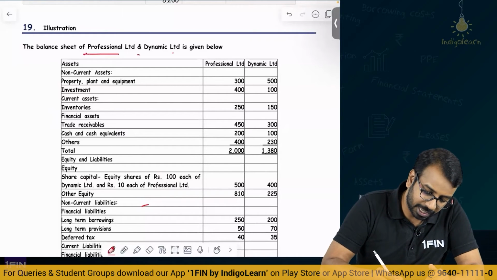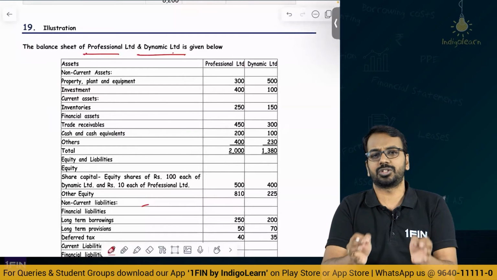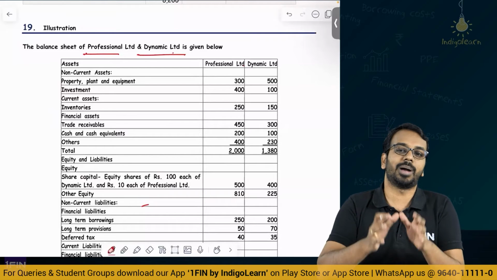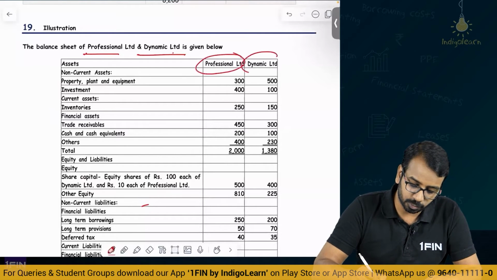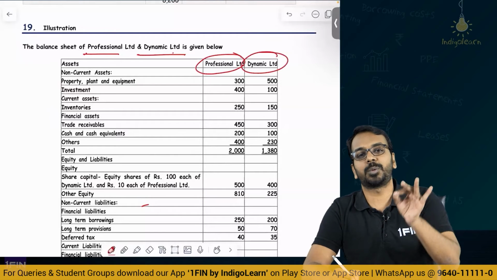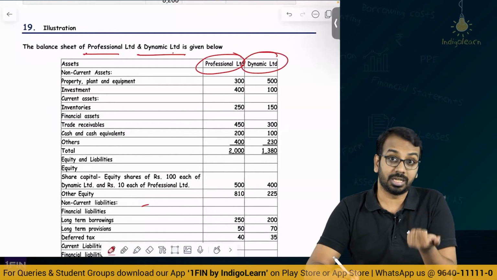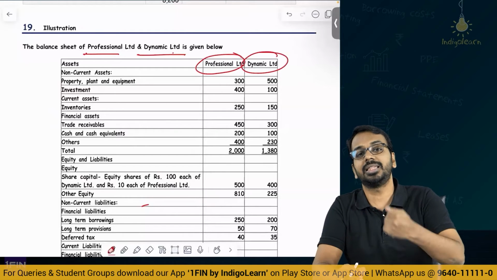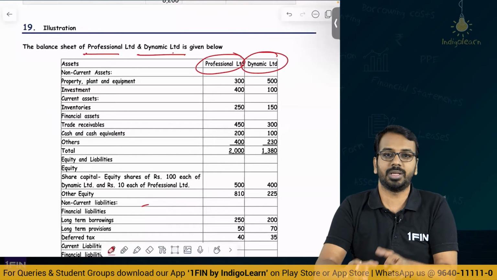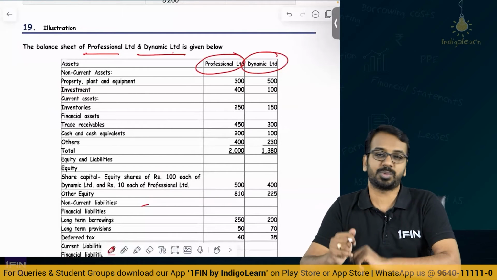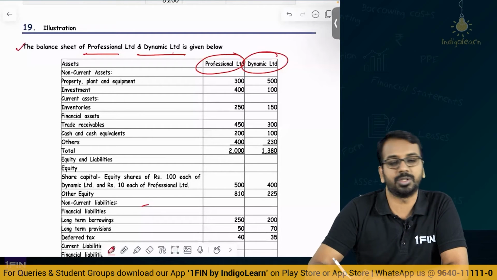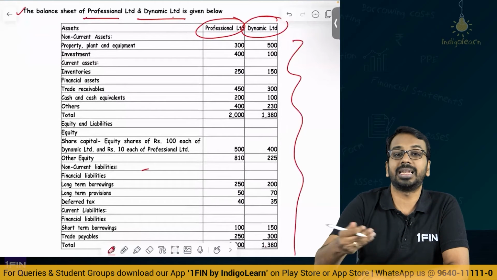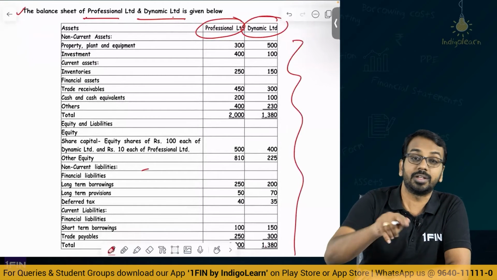The balance sheet of Professional and Dynamic Limited is given below. So in any examination, when you have a question on business combination or on consolidation, they will give you a balance sheet. One will be the parent entity, another one will be the subsidiary entity. You may have to prepare the consolidated balance sheet as on the date of acquisition or on a subsequent date, right? Here we are seeing the date of acquisition. In the next chapter, that is consolidated financial statements, we will see how to consolidate at a subsequent date. Now one thing to save time in the examination, while reading the question, these amounts that are given are not really important immediately. They are important when you are solving the question.